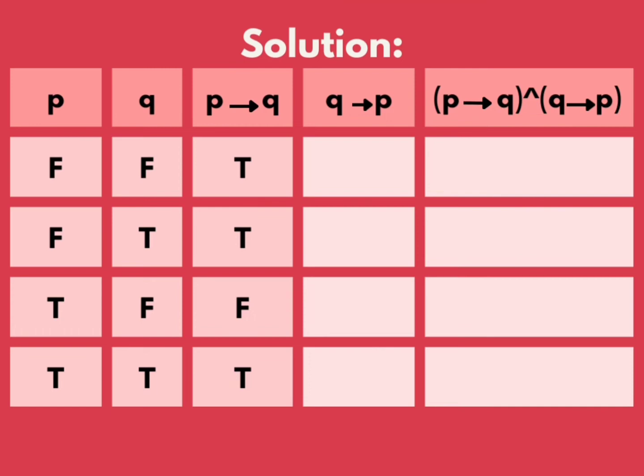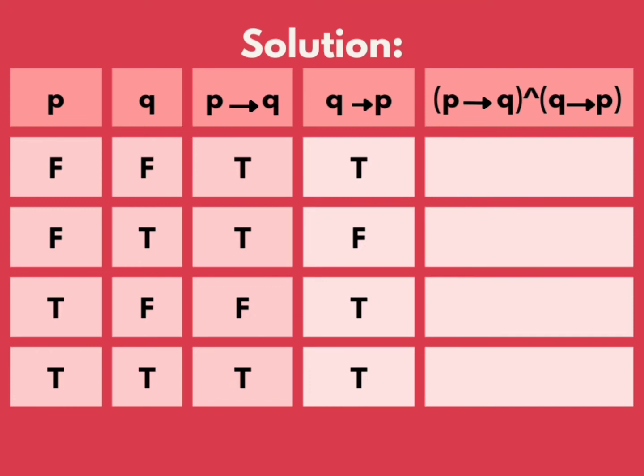So we go to the next column, which is Q implies P. This time around, Q will be the first statement while P will be the second statement. So false-false will still give you true, while true-false will give you false. False-true will still give you true, while true-true will still give you true. So for Q implies P, you are going to have T, F, T, T.